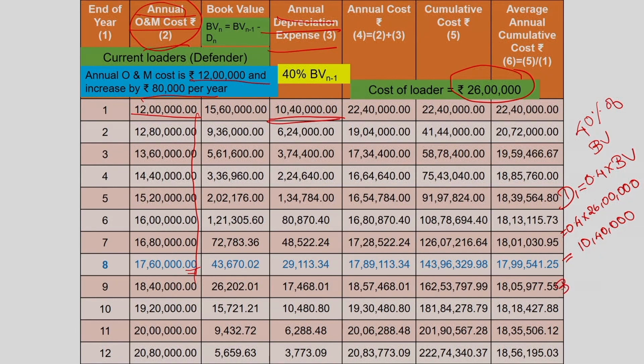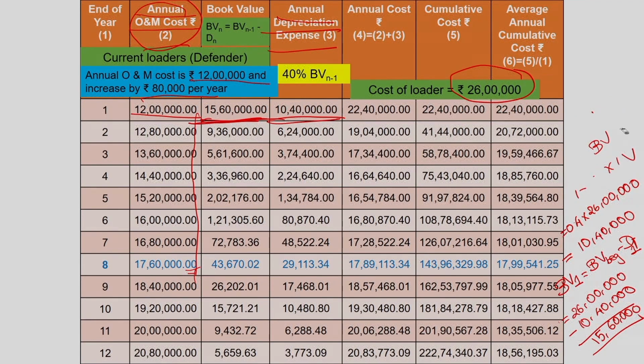Now let us calculate the book value at the end of first year. Book value at the end of first year is nothing but the book value at the beginning of that particular year minus the depreciation of that year. So what is the book value at the beginning? It is nothing but 26 lakh minus the depreciation for the first year, which is 10 lakh 40,000. So that gives me book value as 15 lakh 60,000.